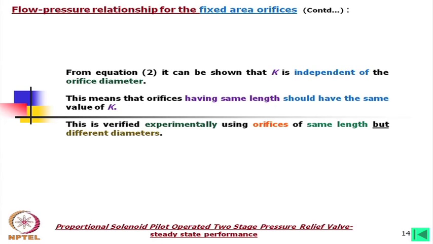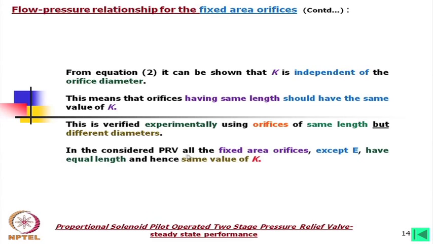We further conducted experiments using those orifices, changing the diameter of the hole, keeping the length the same, and we found the K value is coming the same. So, that again proved that the formula we have derived can be used for estimating the orifice characteristics. In the considered PRV, all the fixed area orifices except E have equal length and hence the same value of K. E means the one after the pilot stage to the drain.